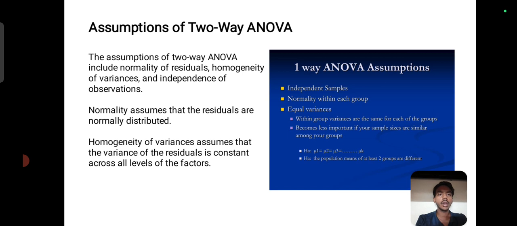Assumptions of two-way ANOVA. The assumptions of two-way ANOVA include normality, homogeneity of variance, and independence of observations. The residuals are normally distributed. Homoscedasticity assumes that the variance of the residuals is constant across all levels of the factors.